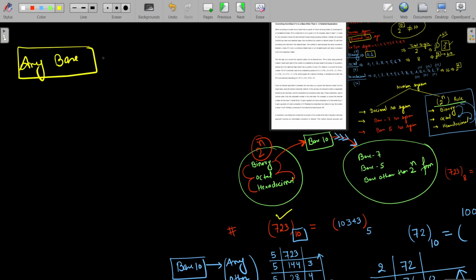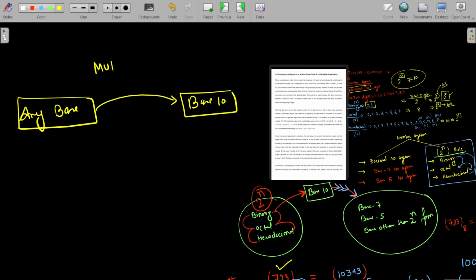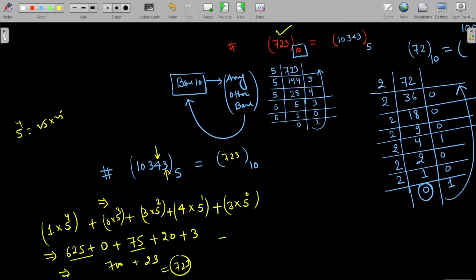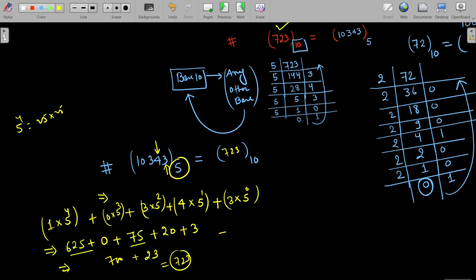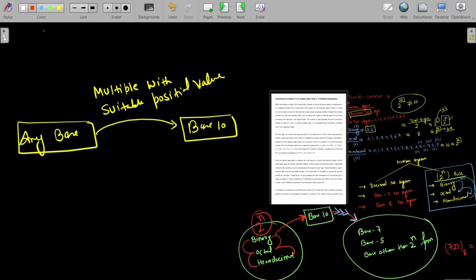If you want to convert from any base to base 10, you have to multiply with the suitable positional value. As you can see here, the first place, the unit place, should be multiplied by 5 raised to power 0 because we have base 5. If it is base 8, we have to multiply with 8 raised to power 0. So in this mind map, I am writing: multiply with the suitable positional value.